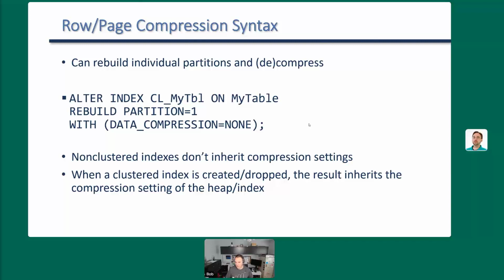As I mentioned before when I was answering questions, if you have a non-clustered index, those do not inherit any compression settings from the clustered index or heap. And when a clustered index is created or dropped, the result inherits the compression settings of the heap or the index. So if you have a clustered index and you drop it, and your table now becomes a heap, your records will still have the same compression setting they previously had. It's not going to go through and do a size-of-data operation to update all the records to a different compression type when it's building a different structure at all.